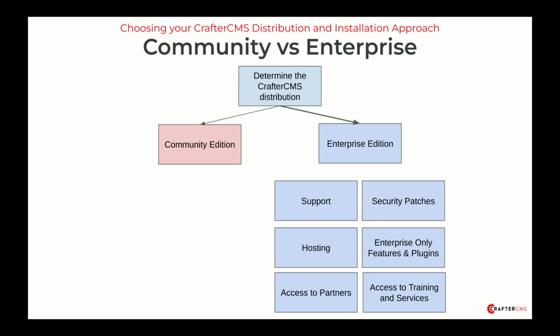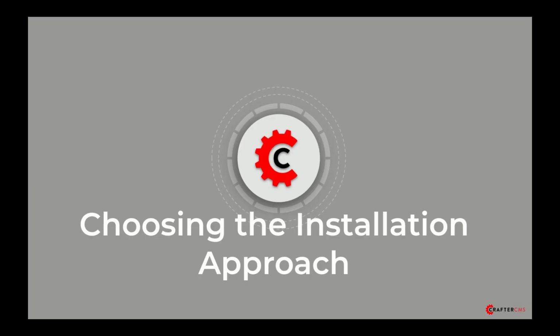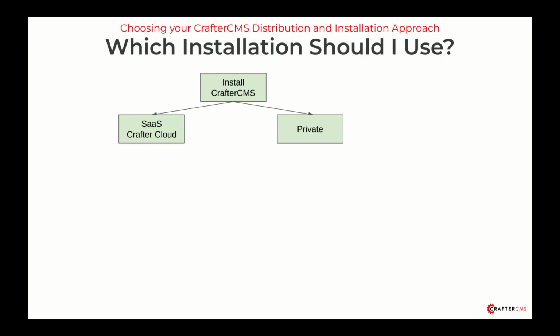Once you know which version of the software you want to install, now it's time to decide how you install the software. So this process begins with deciding where you want to install Crafter. Do you want to install it in a SaaS environment like Crafter Cloud, or do you want to install it in a private environment? With Crafter Cloud, there's nothing to set up, there's nothing to install. You simply purchase the platform and you get the environment. That's the point of SaaS.